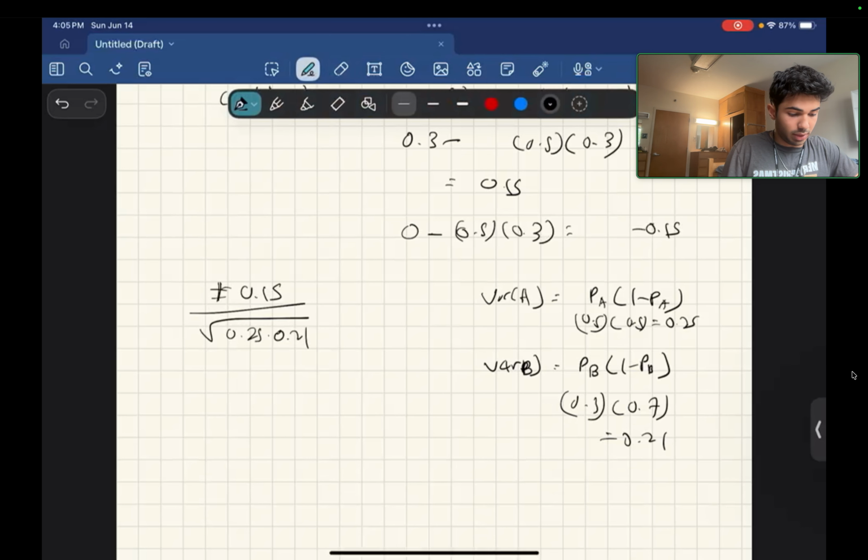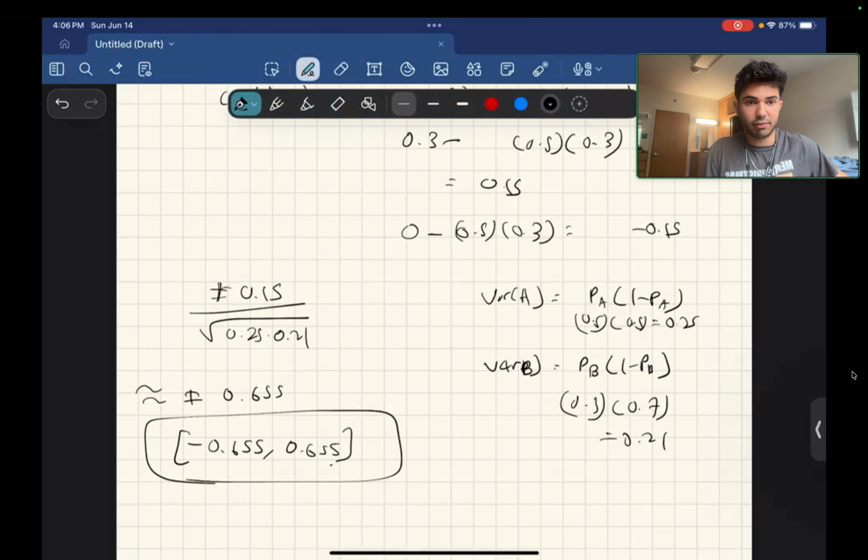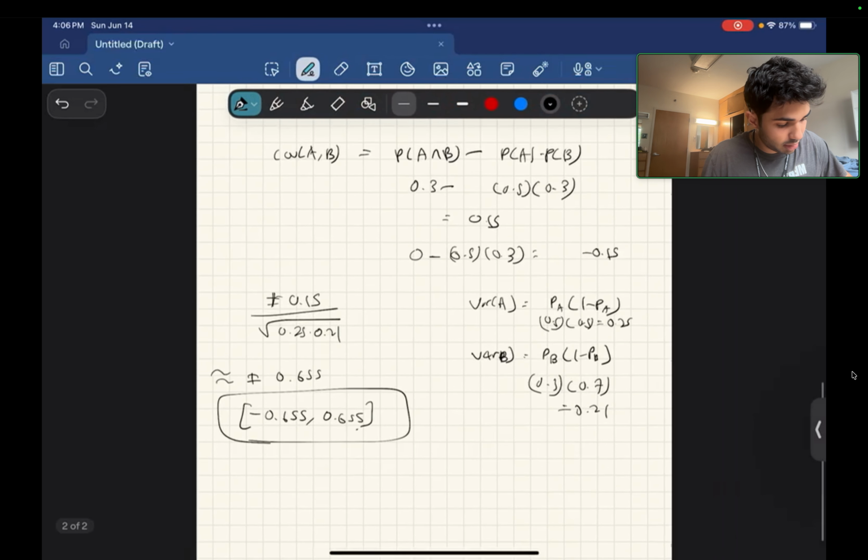And so we get 0.15 divided by the square root of 0.25 times 0.21. So we get plus or minus 0.655, and that's going to be the range. So negative 0.655 to 0.655. And that is our final answer for part B, and part A was right here.